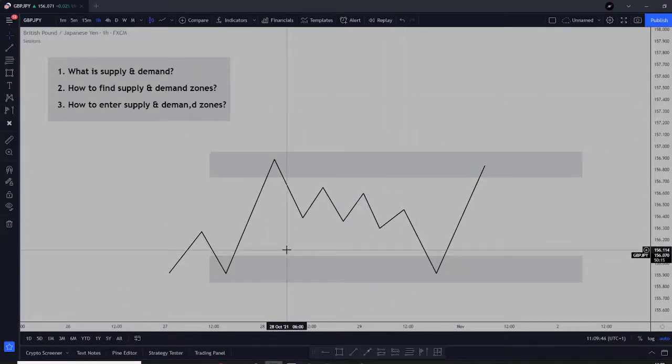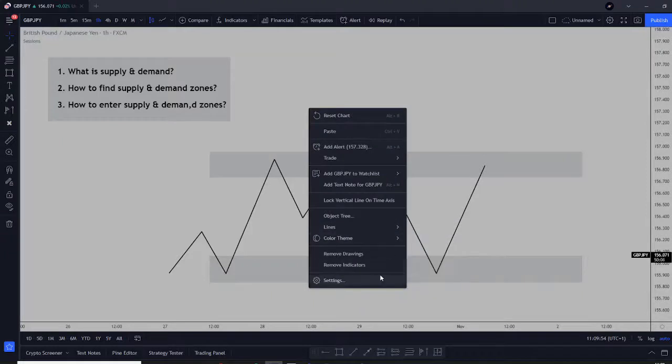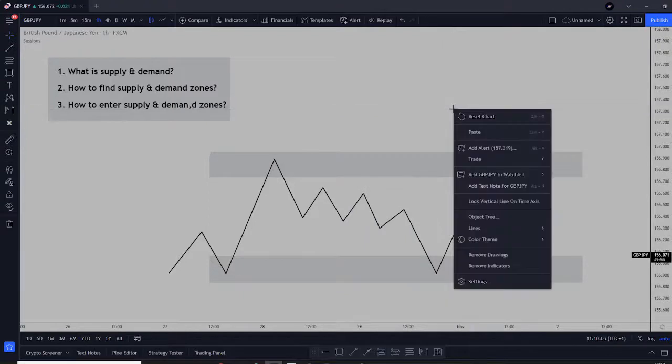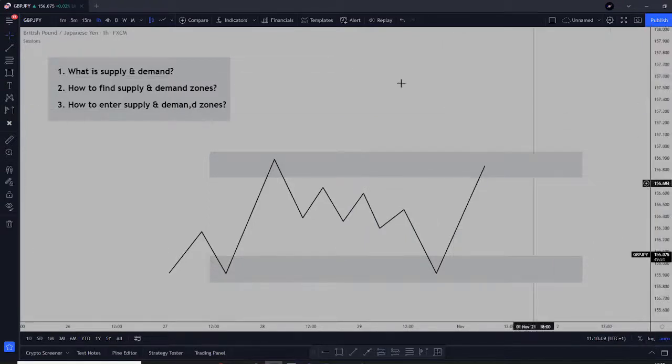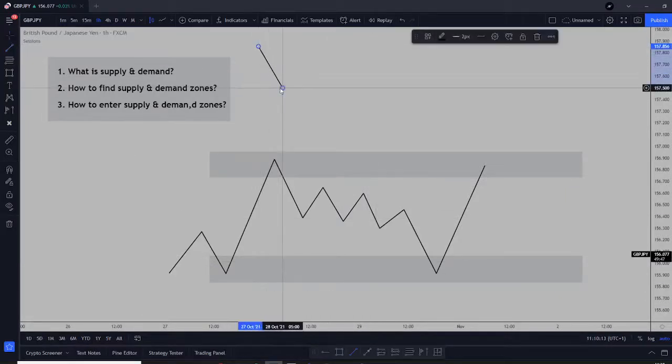Same thing for sell zones. It would be this, but basically the opposite. I think there's even a way of flipping the chart, but if not, I'll have to draw it. I know there was a way to flip the chart, but anyways, it's not over here. But anyways, it would be the same thing. It would be this.